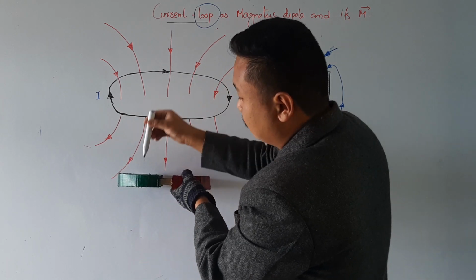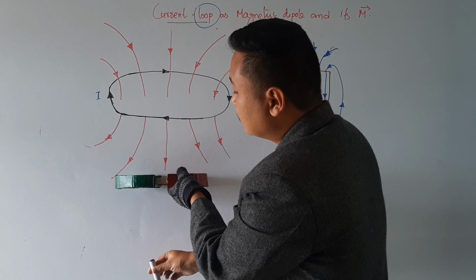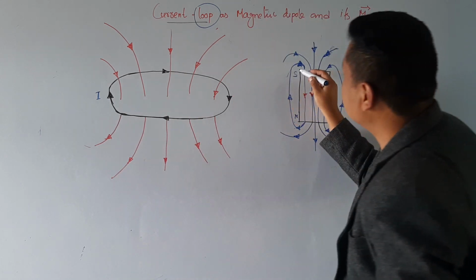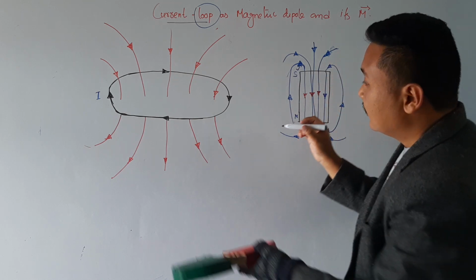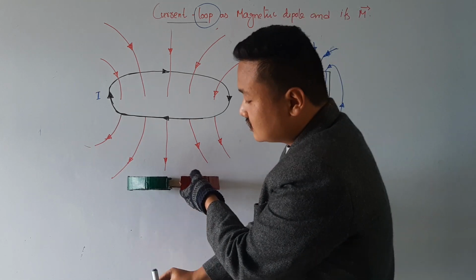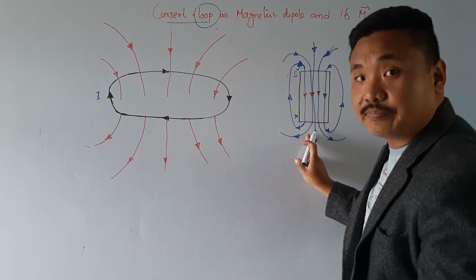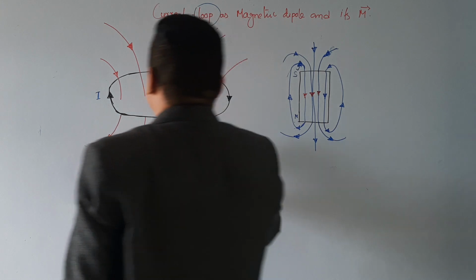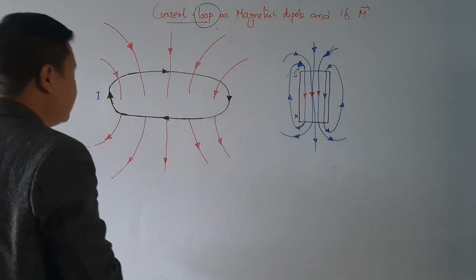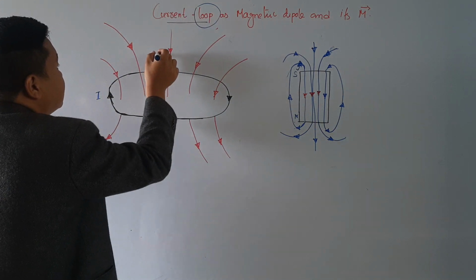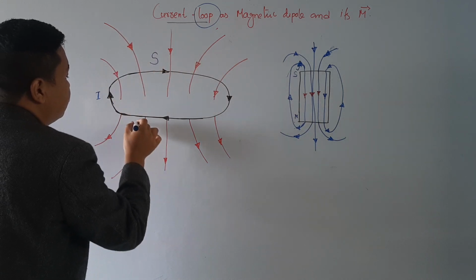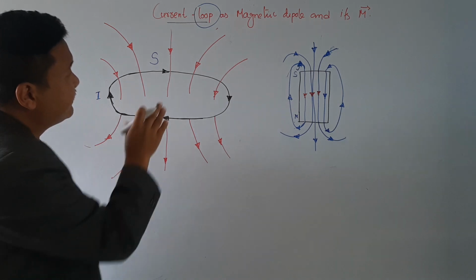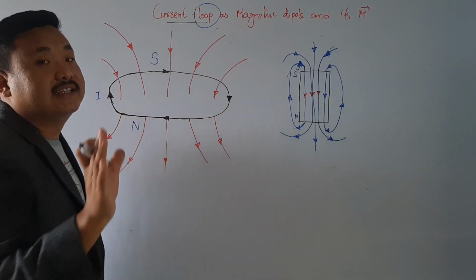Okay, like going in, coming out, and you know that from where the magnetic field goes in, that is my south pole. And from where the magnetic field comes out, that is my north pole of a bar magnet. It means that from this part it is going downward, so the upper part is my south pole and the lower part is my north pole. Understood? It means that this has got a dipole.